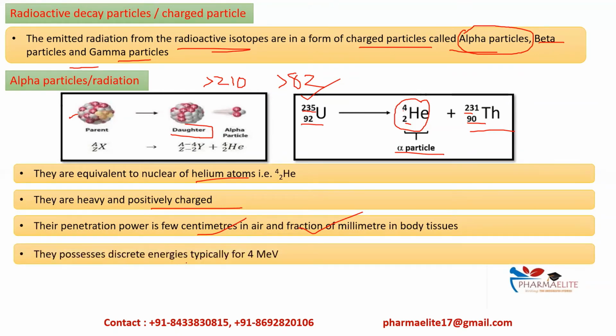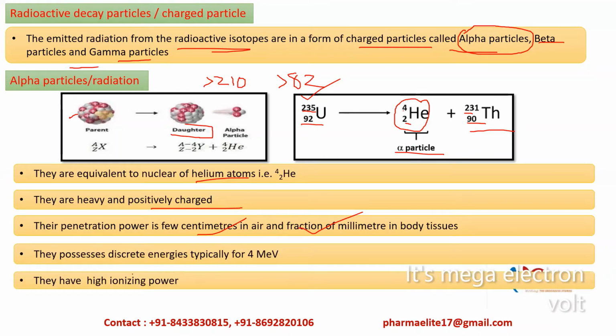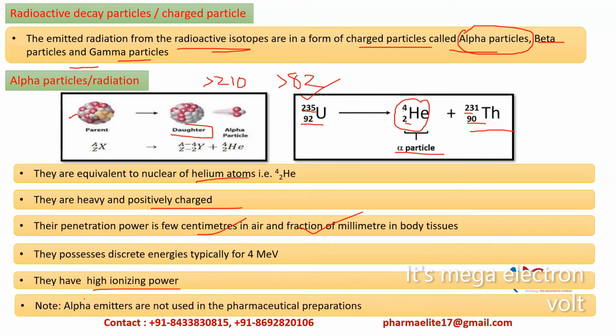They possess discrete energies, typically of 4 MeV. Then they have high ionizing power, and these alpha emitters are not used in pharmaceutical industries or pharmaceutical preparations. Alpha emitters हम pharmaceutical preparations में use नहीं करते.